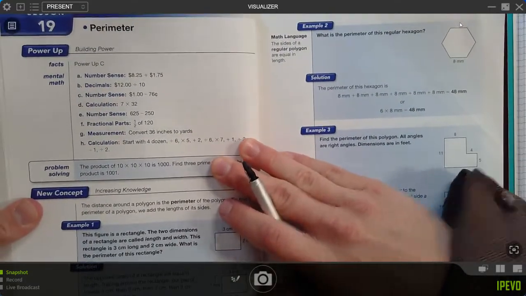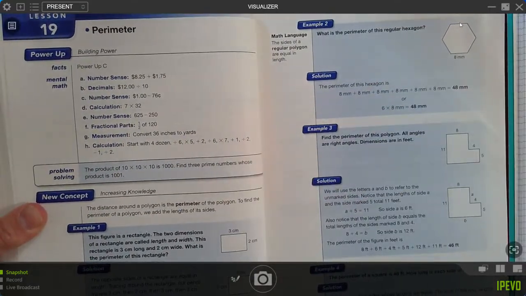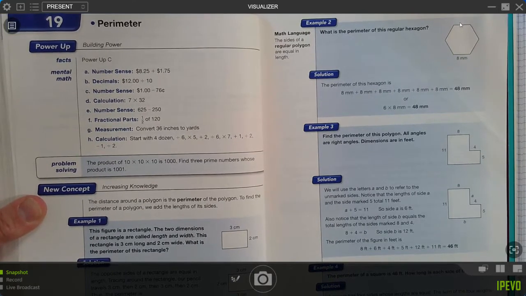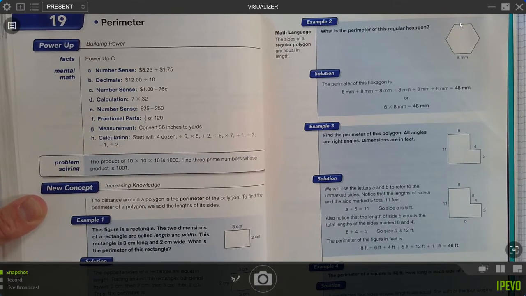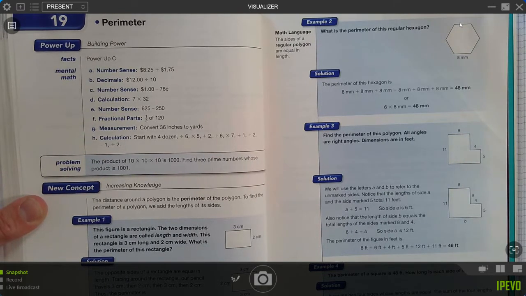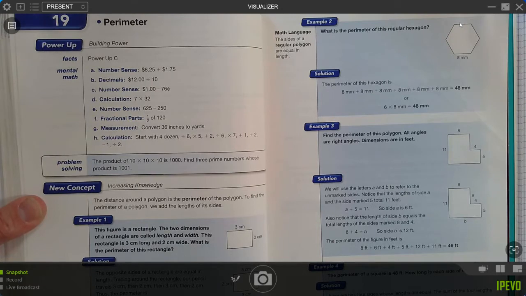So perimeter, you may have already seen this a little bit before. Chances are it's come up last year. Perimeter is the space or the length around an object. We usually talk about it within two-dimensional shapes, and it is like the fenced area.